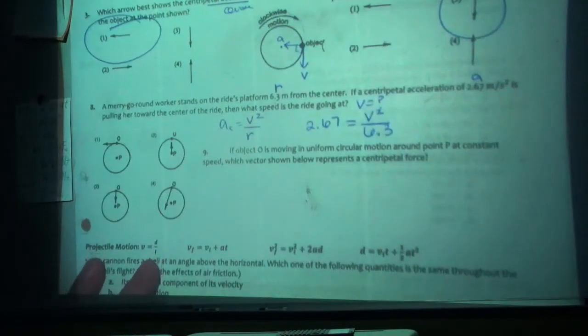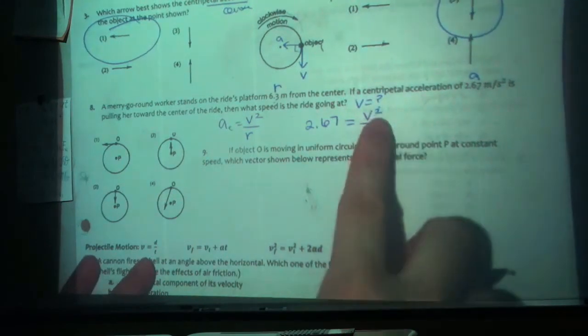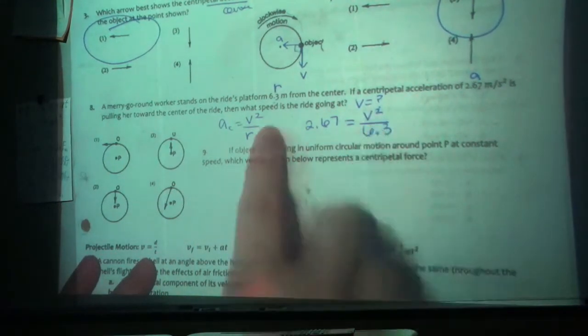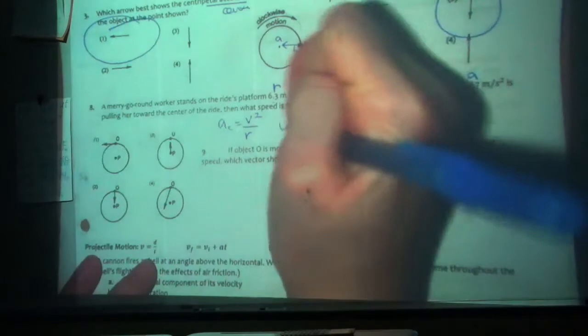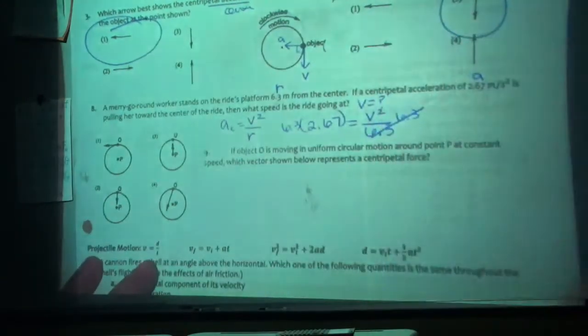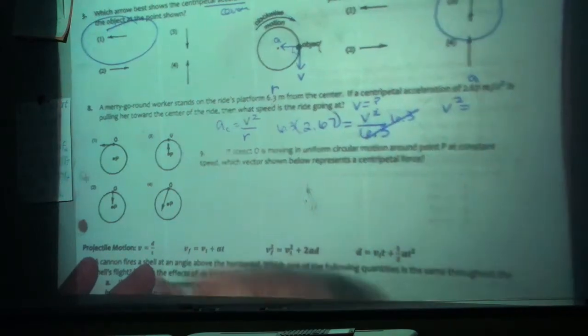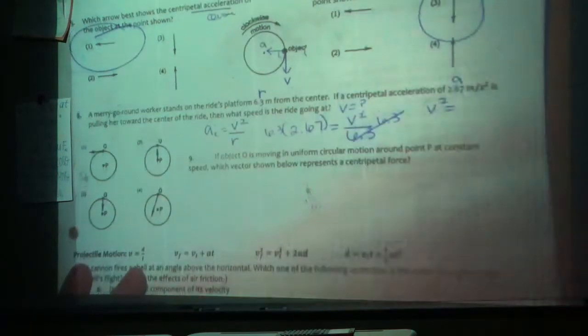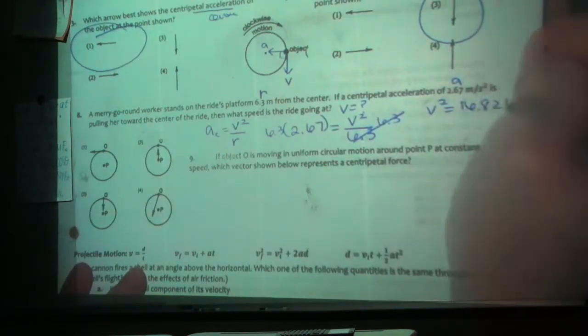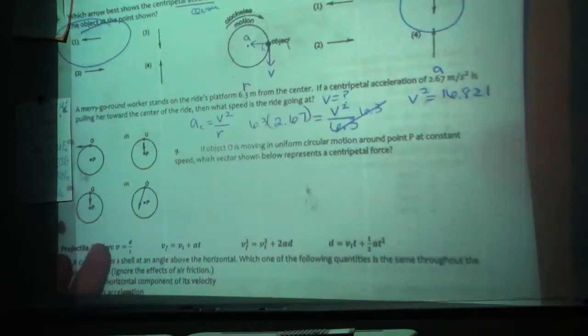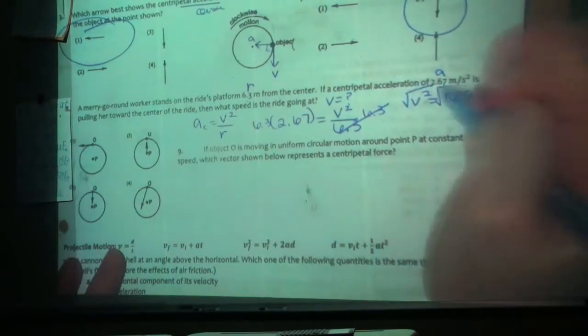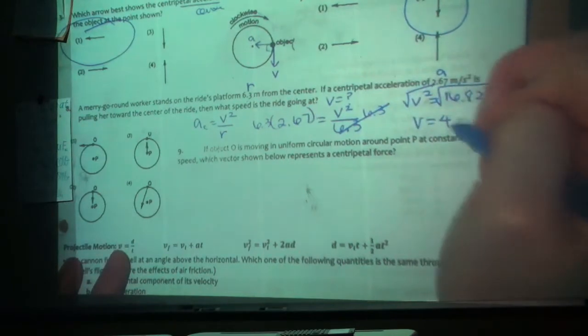To solve for v, first thing we need to get rid of is the 6.3, so I'm going to multiply that up because I want to cross it off. So that gives me v squared is equal to, can't do that one in my head, 16.821. And then that's what the velocity squared is. I want just the velocity, so we're going to take the square root to undo the square, and that gives me 4.1 meters per second.